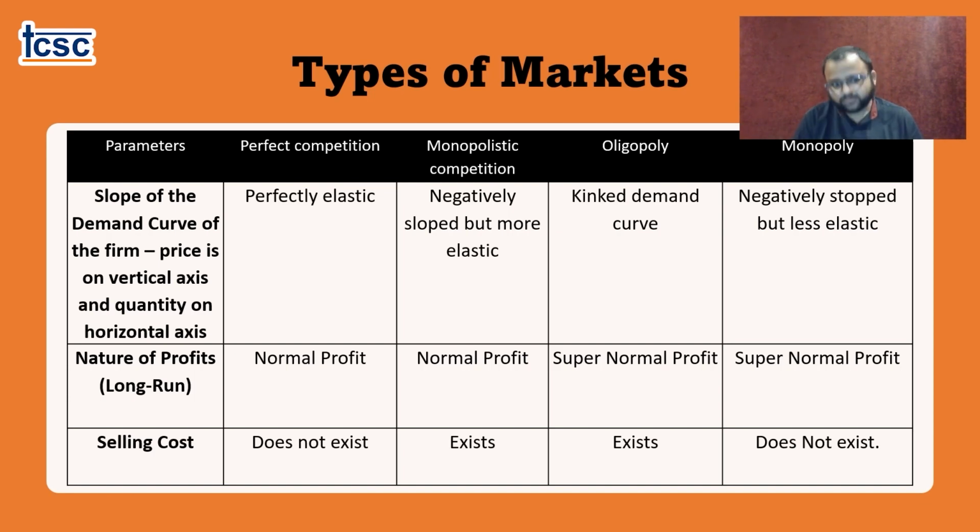With respect to the long run and the nature of profits that are earned in the long run, we see for the matter of fact that perfect competition and monopolistic competition will earn normal profit. Oligopoly and monopoly will earn supernormal profit.